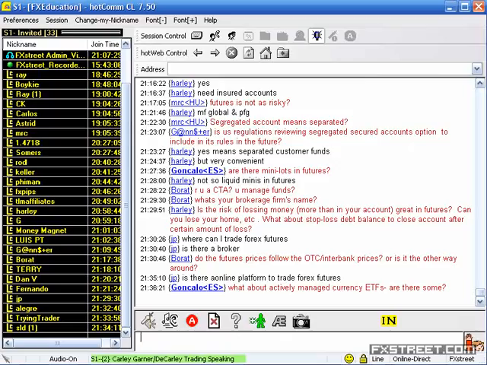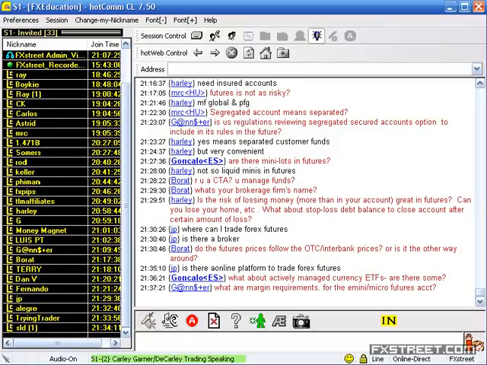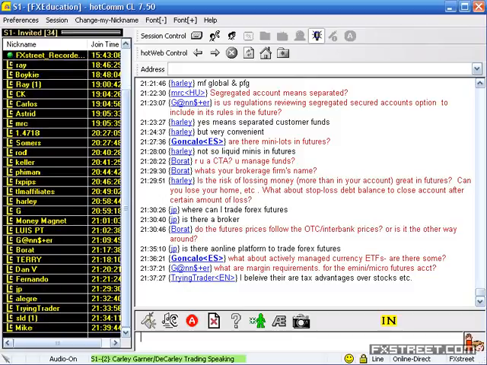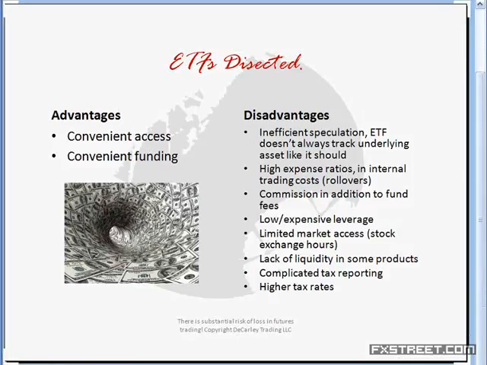There's very limited market access. You're dealing with stock exchange hours, and stock traders just aren't as frisky as futures and Forex traders. They like to sleep, I guess. A lot of the ETFs that are listed are extremely illiquid. ETFs, at least in the U.S., come with generally higher tax rates and complicated tax reporting. But on the bright side, they're convenient. They're convenient to fund the account, and convenient to access, and that's really why a lot of traders go to the ETF markets. But as you can imagine, I'm not a huge fan.